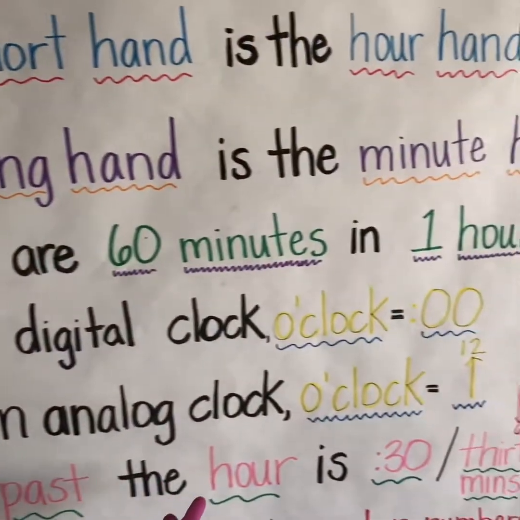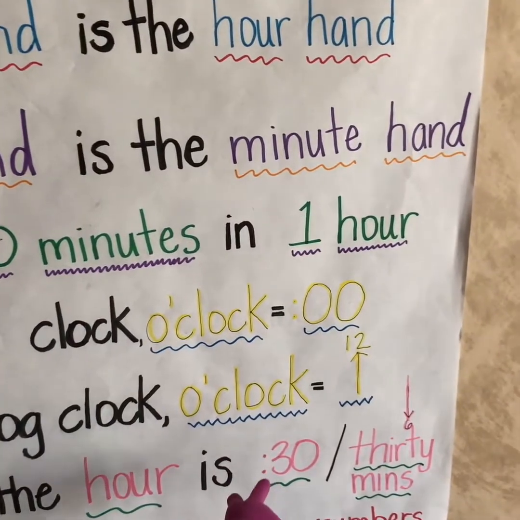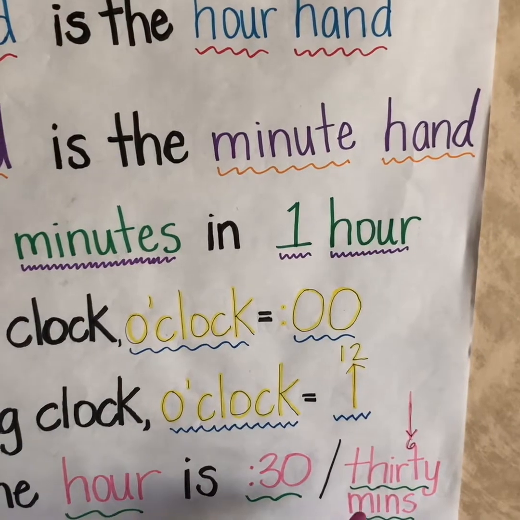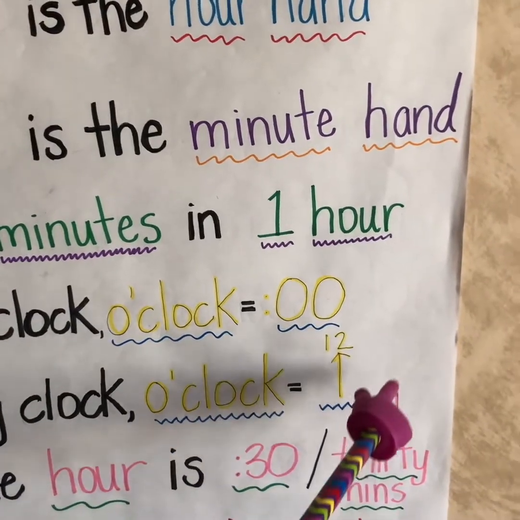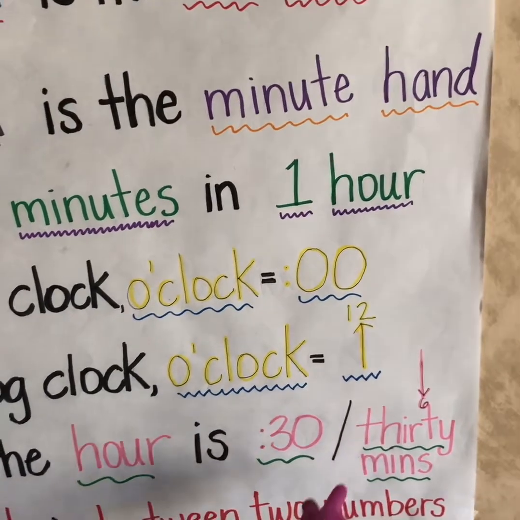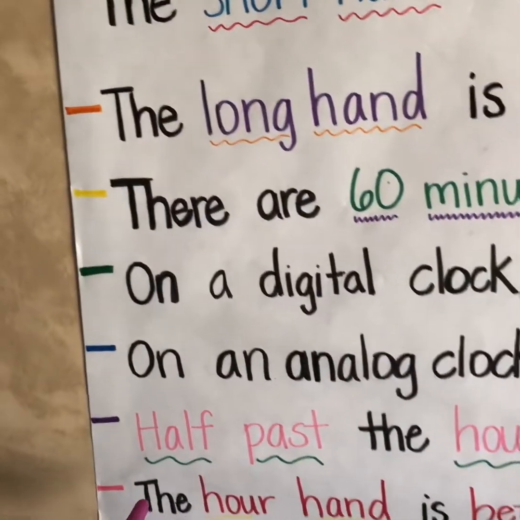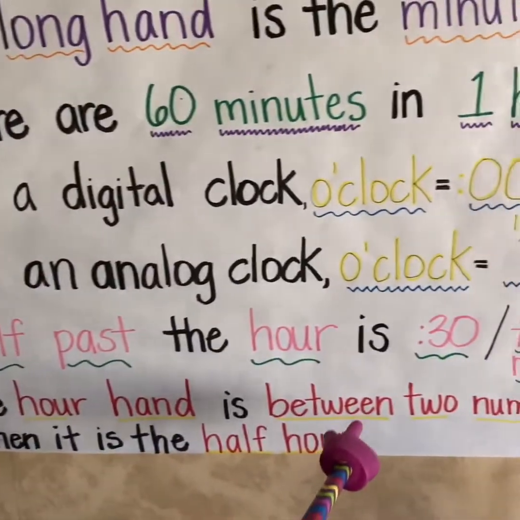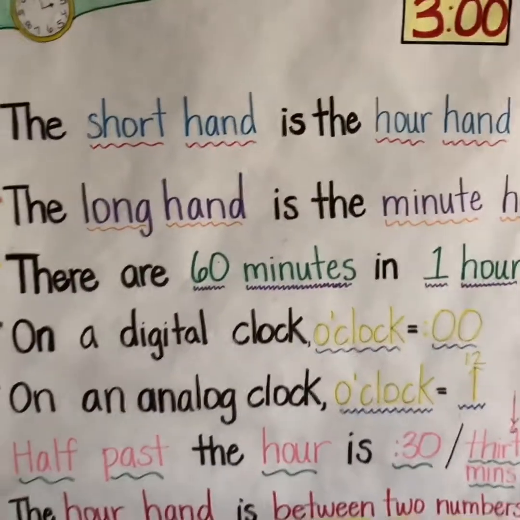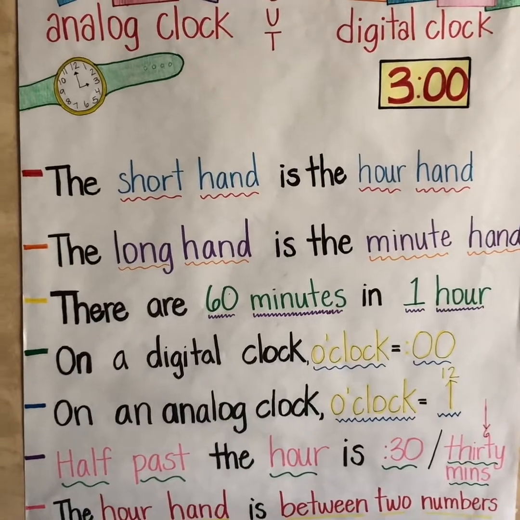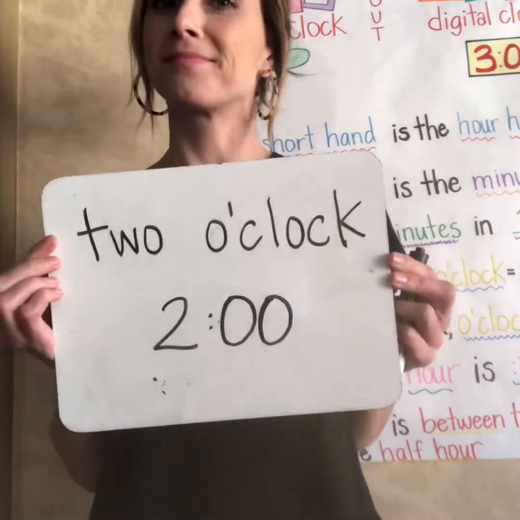Half past the hour is represented by a colon and the number 30. Or in an analog clock, it is represented by the longhand pointing to the 6, and it means 30 minutes past the hour. The hour hand is between two numbers when it is the half hour. So we're going to practice telling time with these reminders.